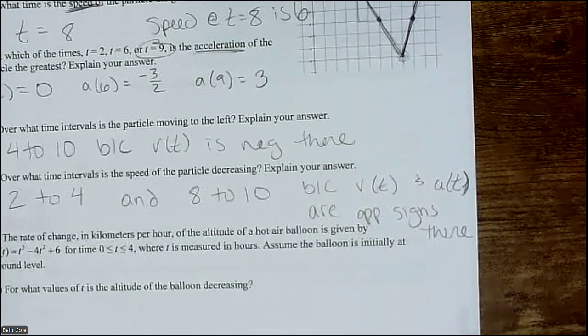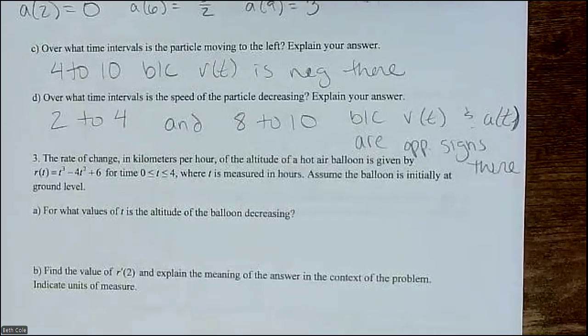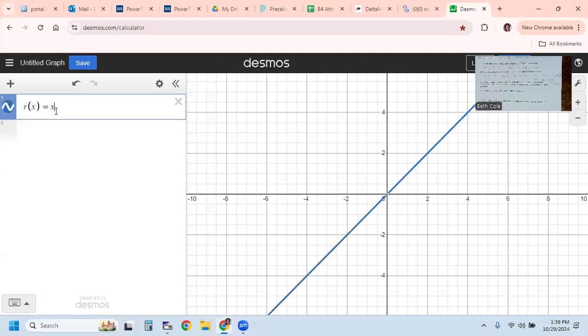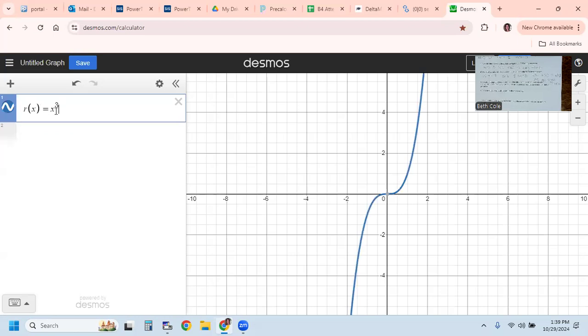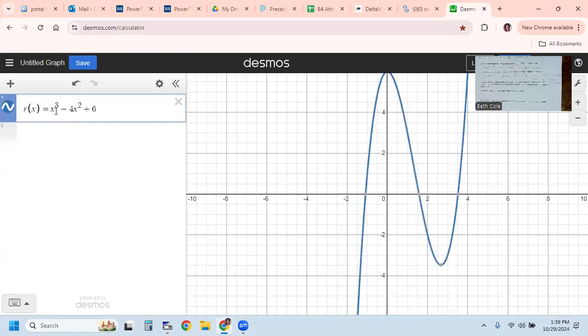All right, we'll do one more. This one would be a calculator one. While I'm typing it in the calculator, can you read that little paragraph there? I'm just asking you to read it. So what's the problem about? Hot air balloon moving upwards and downwards.